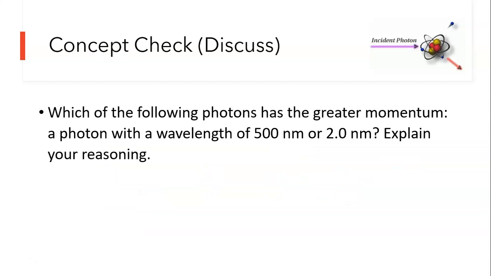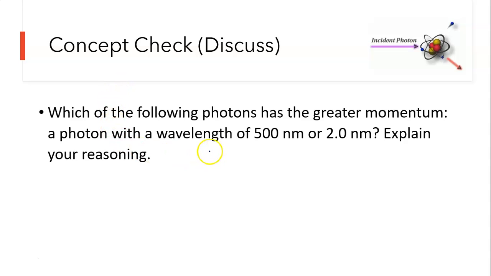Okay, so if you are with other people, take time to pause and discuss which one has more momentum, the longer 500 nanometer photon or the shorter 200 nanometer. And please explain your reasoning, but just pause now if you're discussing. Otherwise, think about this and see which one it is before continuing on.